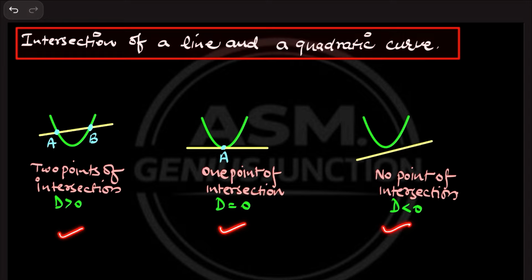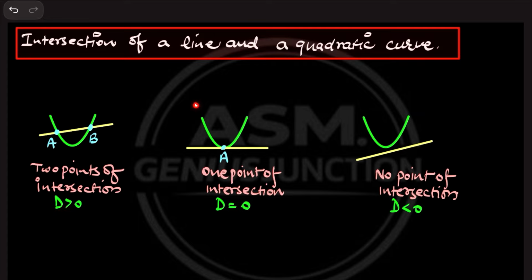First of all, we will understand what line and curve intersection actually means. A quadratic curve is represented with the green ink and a straight line is represented with the yellow line, and we can see that the line and curve are intersecting each other at two distinct points, A and B, right? When the two equations intersect each other at two distinct points, the discriminant for the resultant quadratic equation is going to be greater than 0.